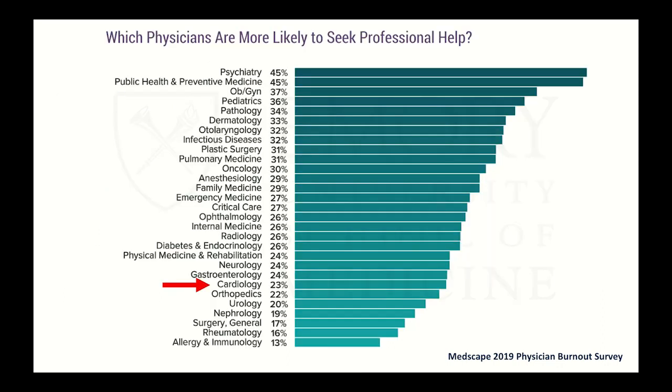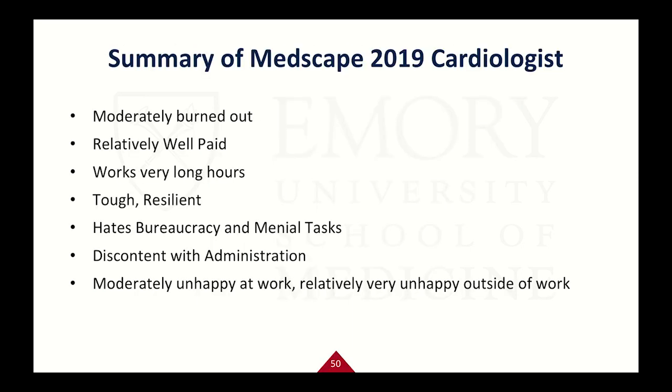So, which physicians are most likely to seek professional help? Cardiologists, once again, at the bottom. And the summary of the Medscape 2019 cardiologists: moderately burnt out, relatively well paid, right? We're the second, I think, best paid subspecialty group. We work very long hours overall. We're tough, we're resilient. We hate bureaucracy and menial tasks. We're generally discontent with outside, non-autonomous administration. And we are moderately unhappy at work overall, relatively very unhappy outside of work.